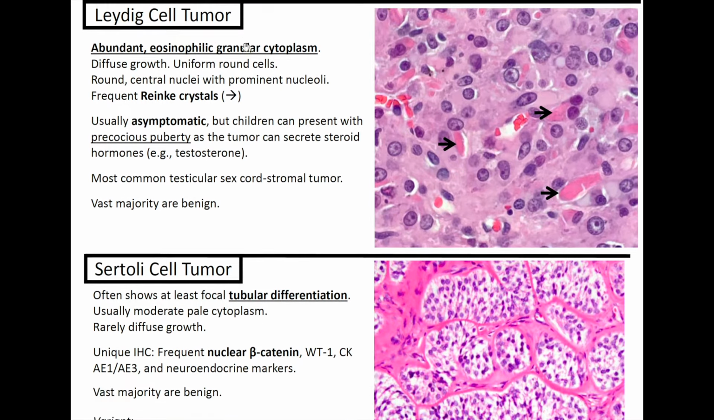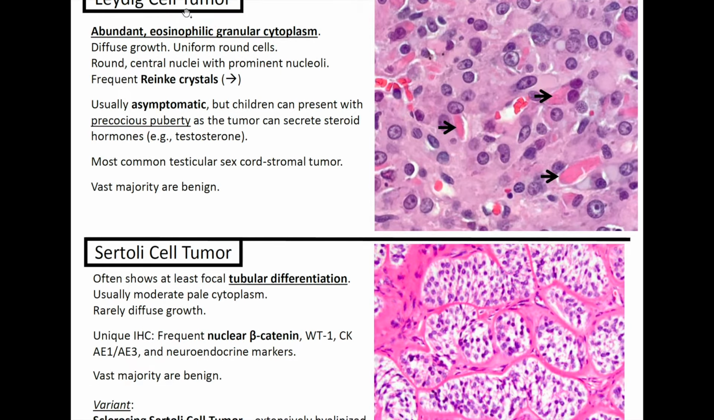So first up, you have Leydig cell tumors. So for Leydig cell tumors, you're going to see abundant eosinophilic granular cytoplasm with diffuse growth, uniform round cells, round central nuclei with prominent nucleoli, and frequently you're going to see these Reinke crystals. So these Reinke crystals, very testable, commonly associated with Leydig cell tumors.